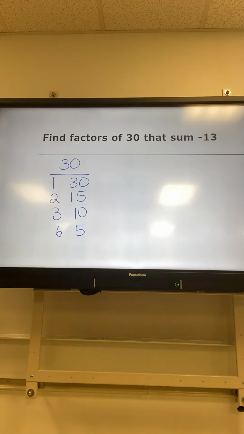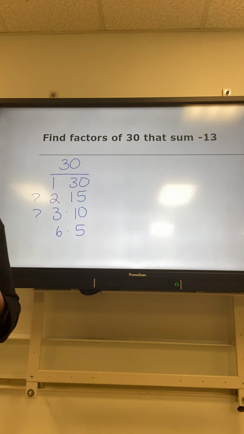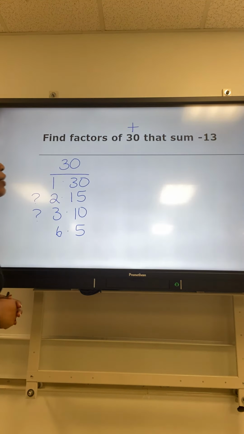We need a sum of 13. So if I'm just looking at these numbers, it looks like the only combinations that might somehow give me 13 if I put them together are 2 and 15 and 3 and 10. But we gotta look at what's happening here. If we look at our factors, we have a positive factor, but a negative sum.